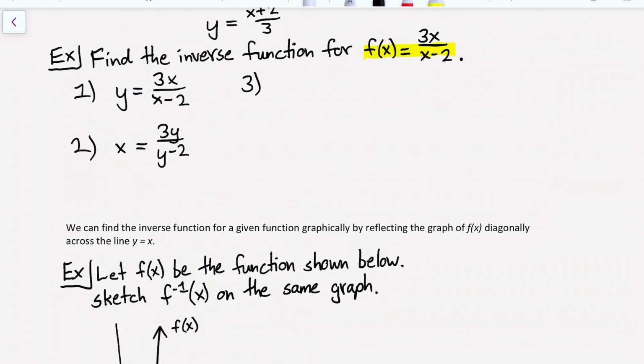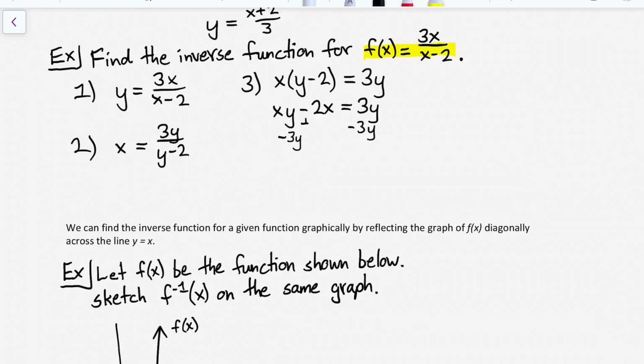The first thing I'd like to do is multiply both sides by y minus 2, and we end up with this equation. X times (y minus 2) equals 3y. Now I'm trying to solve for y here. It might be good for me to distribute the x value on the left side and to move the terms with y to one side of the equation. So I'm going to subtract 3y from both sides. I'm also going to add 2x to the other side. So what I'm doing here is writing any term with y in it on the left side and any term that doesn't have y in it on the right side.